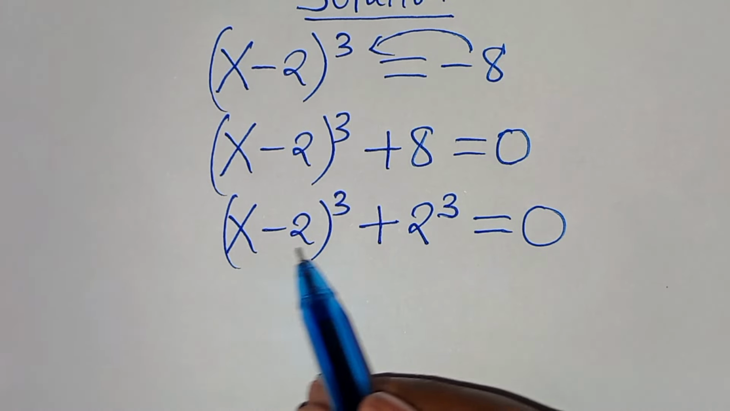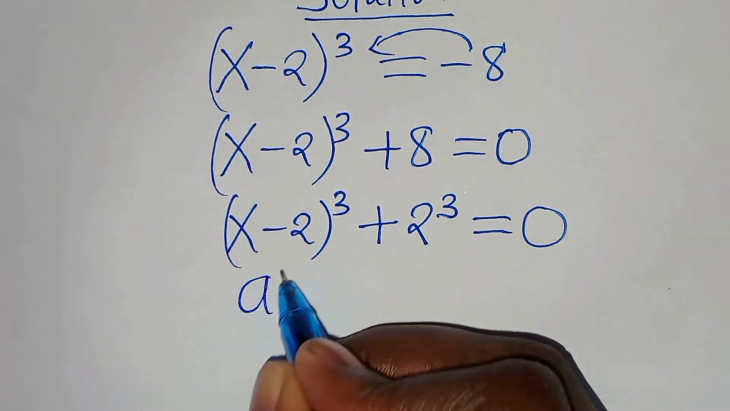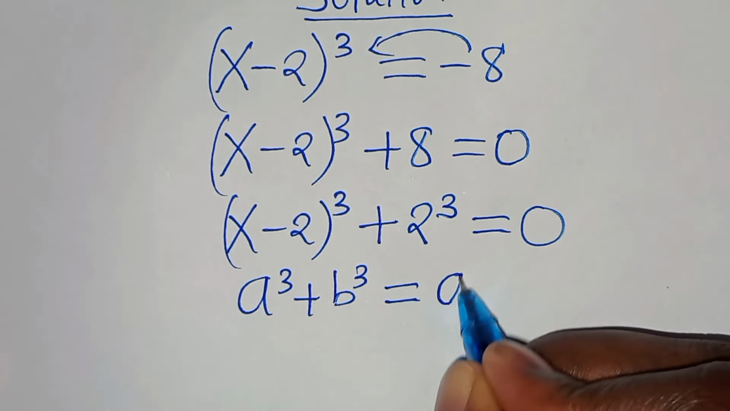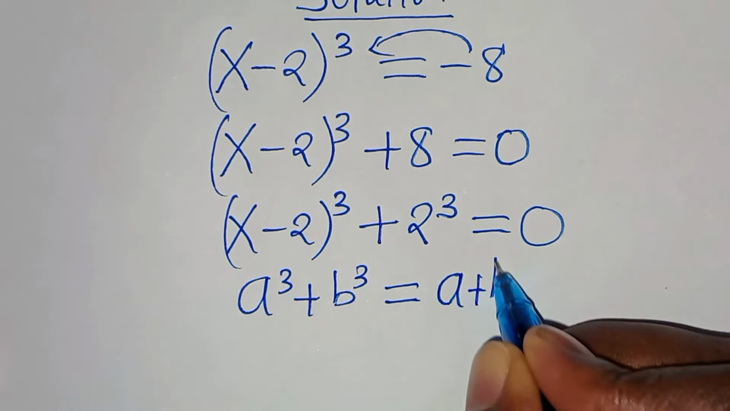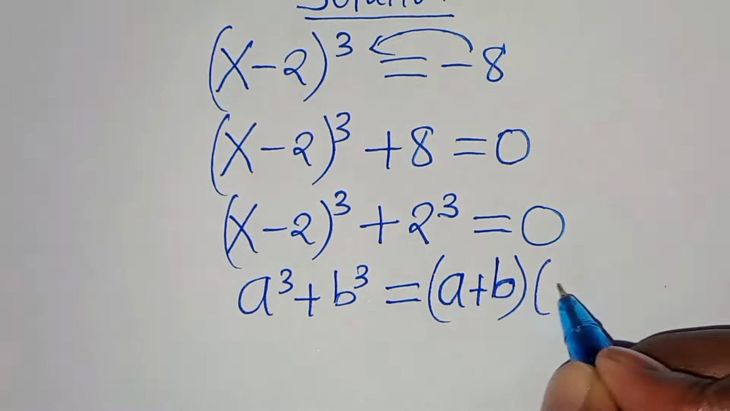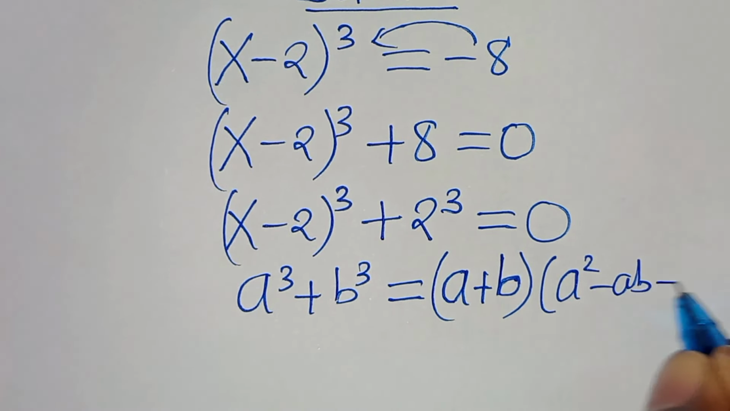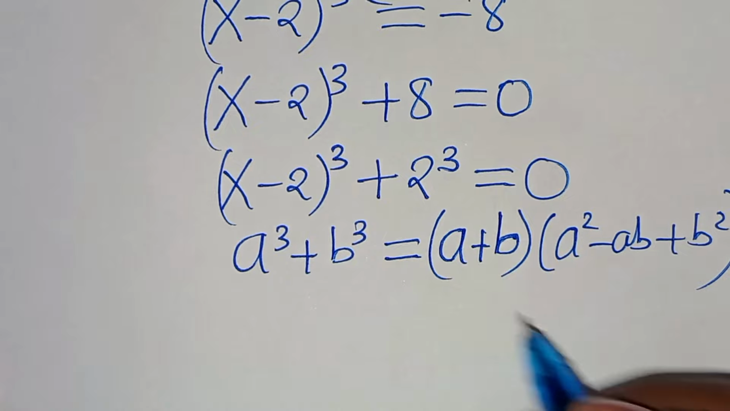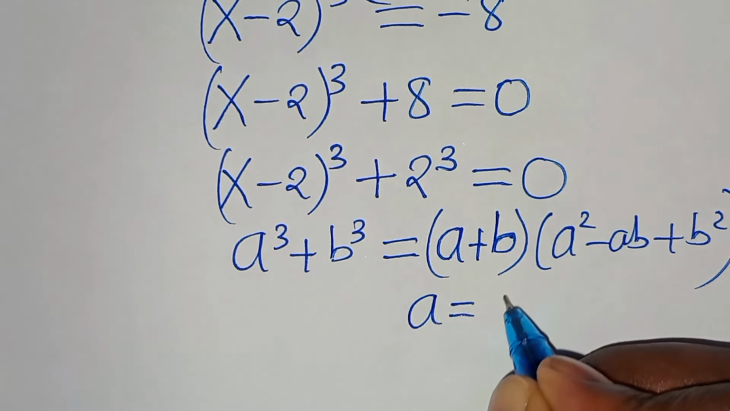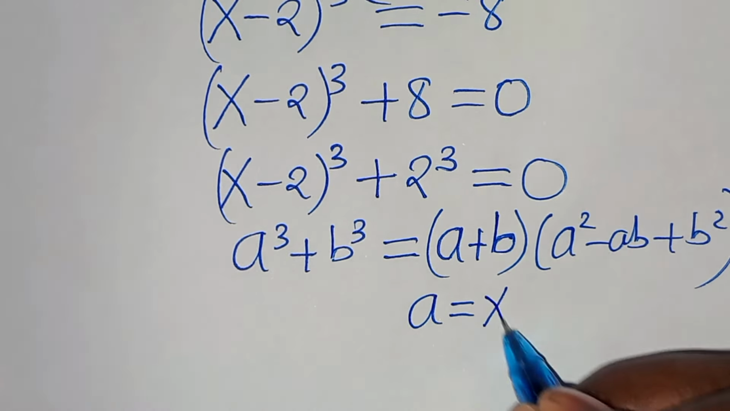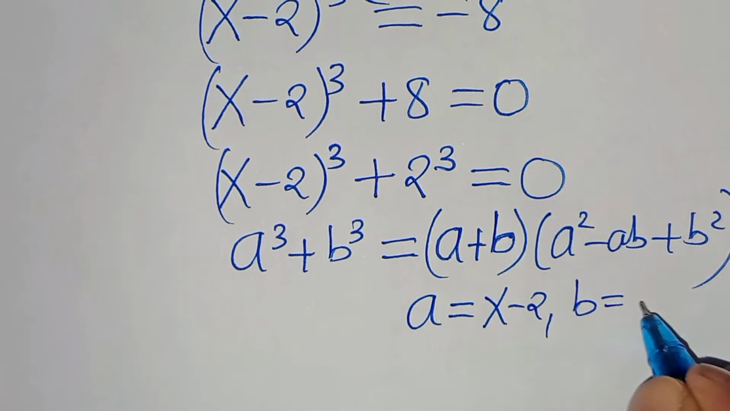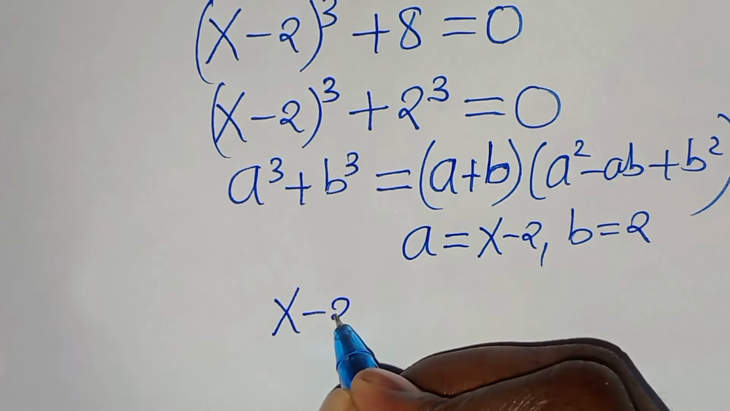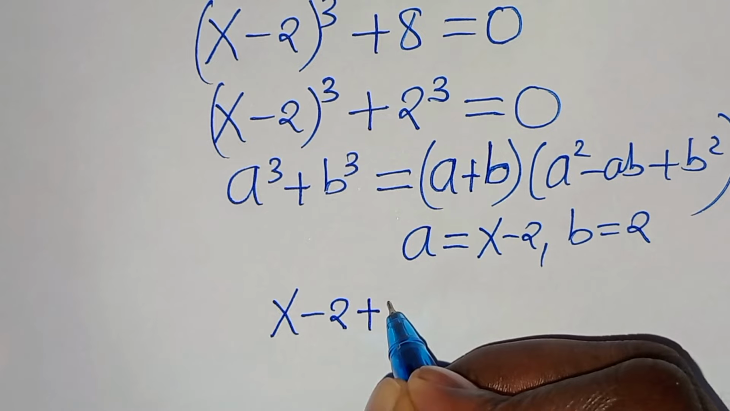Now, you find that this equation is in the form of a^3 + b^3, which is the sum of two cubes that we can express as (a + b), sorry, then (a^2 - ab + b^2). So let's apply this identity. Here a is the same thing as x - 2 and b is equal to 2.